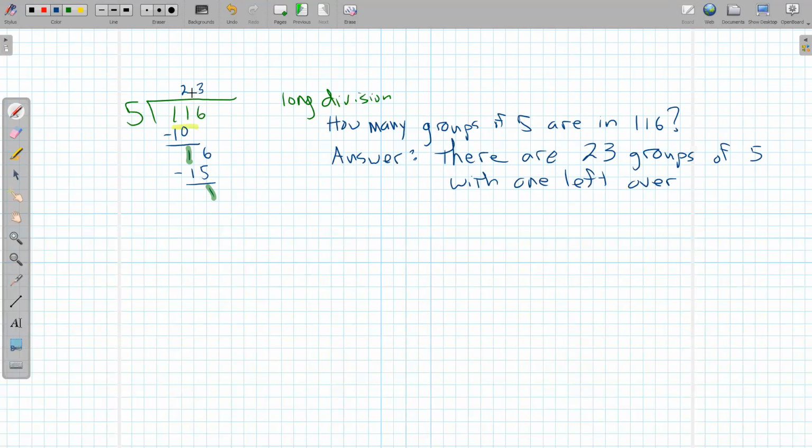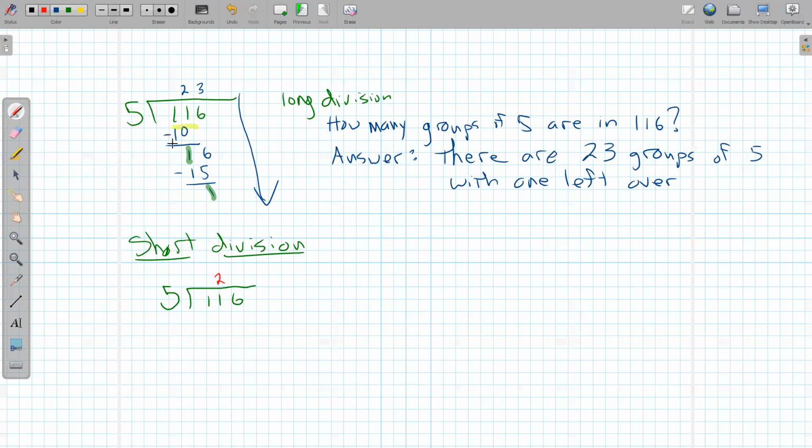So short division looks pretty similar, except it's not long that way. It's very short vertically. So here goes short division. If short division freaks you out, then a calculator is a great alternative. Come back to short division in about a month. No, 3 weeks. So short division starts off the same. I say, okay, let's take 5 into 116. And I keep going the same way. I say, okay, 5 goes into 1. Nope. 5 goes into 11. Yes, 5 goes into 11 twice.